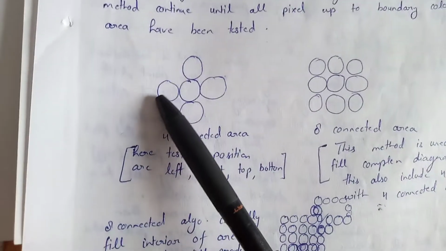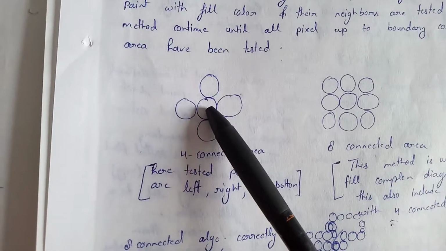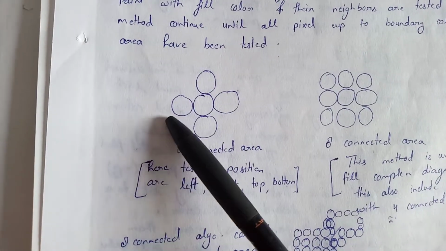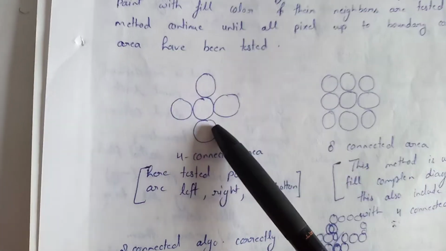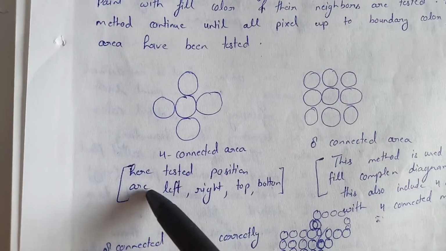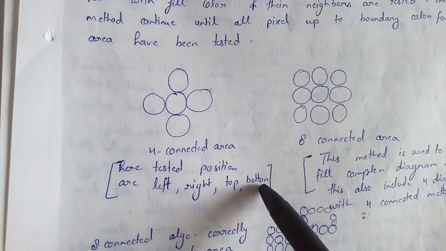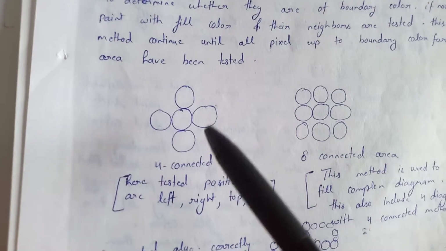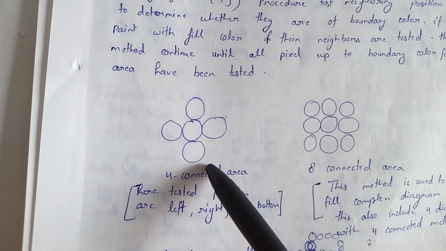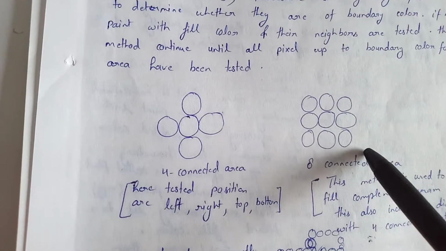This is your initial pixel. This is left, right, top or bottom. 4 connected area. Here the tested positions are left, right, bottom, top. There are two ways. We can take the concept of 4 connected, or we can take the concept of 8 connected.